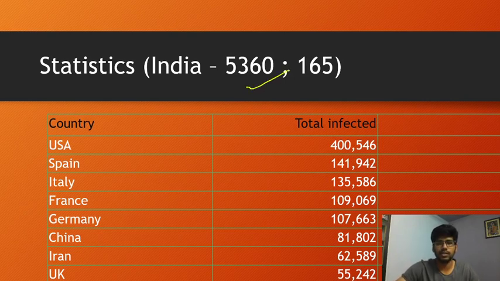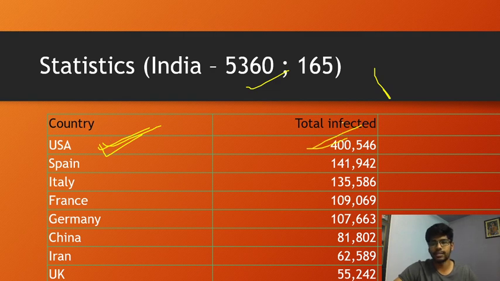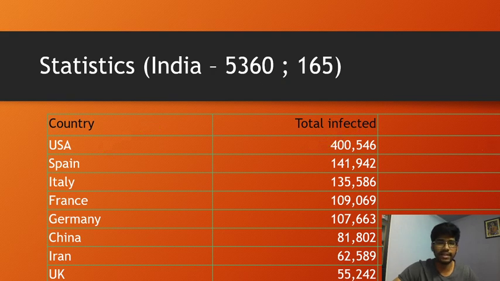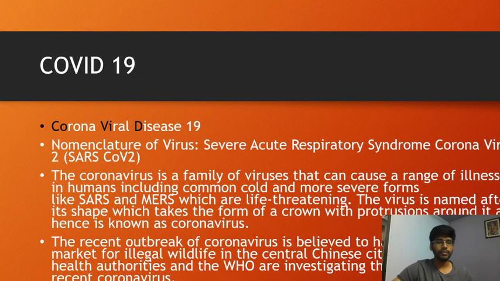So the next one, statistics. This was yesterday's statistics. Yesterday itself, about 800 more cases have been identified, which has grown to 6,000 and plus now within India, right? And the US is topping, right, with more than 4 lakhs cases and about 12 or 13,000 deaths, right? This is the statistics. And COVID-19, right? This is important from the prelims perspective of UPSC as well as other examinations.